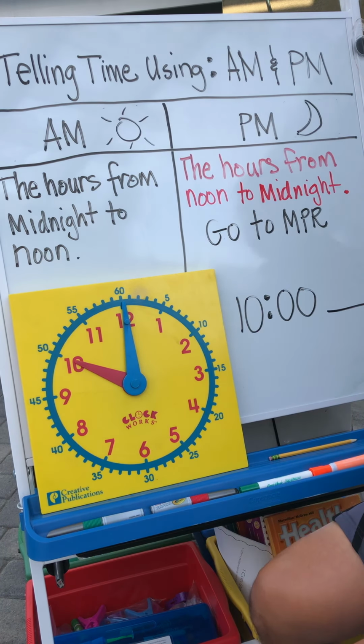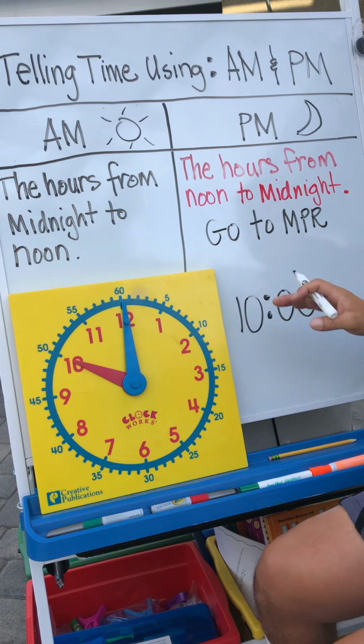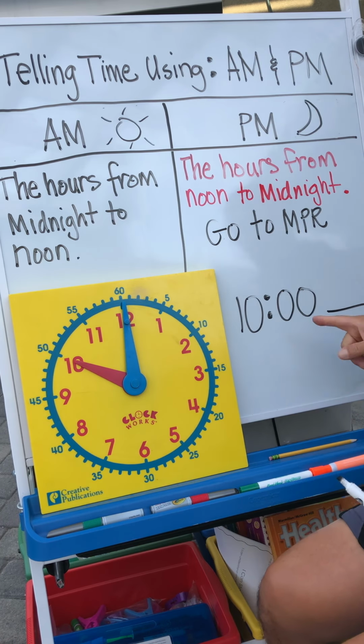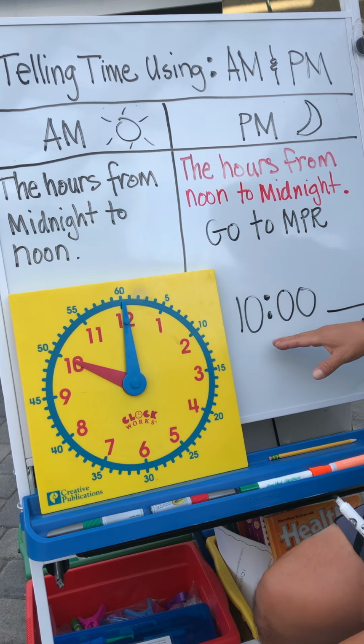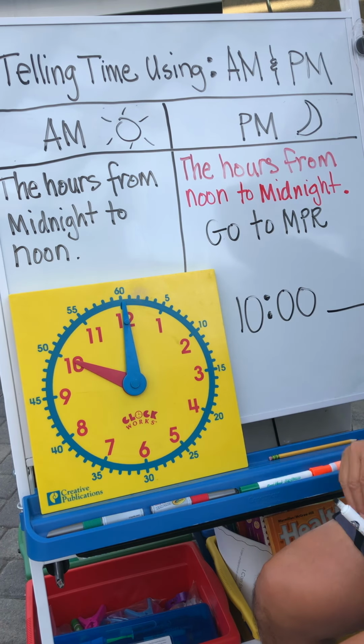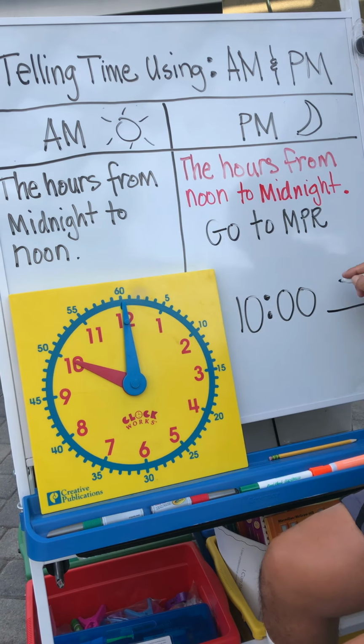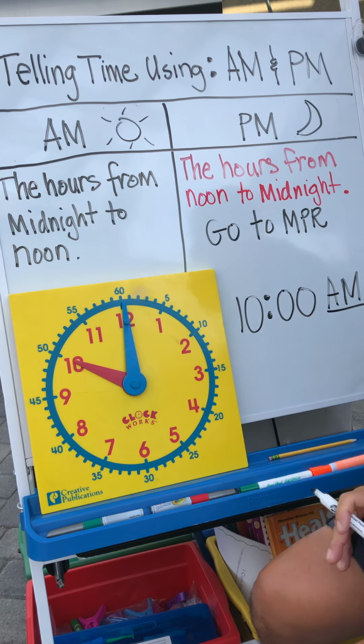Okay. Now, if we're going to go to the NPR to listen to Miss Branstetter, are we going to go at 10 p.m. when it's dark? So guess, what time is it? What should we put here? Okay. We should put 10 a.m. because we're kind of going in the morning. Alrighty, let's try another one.